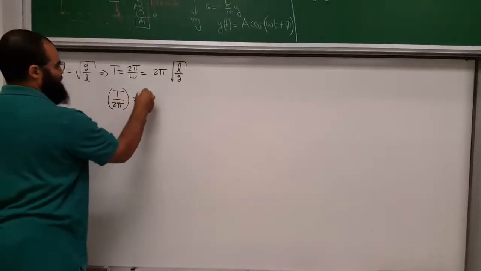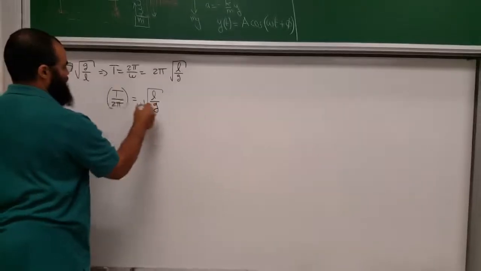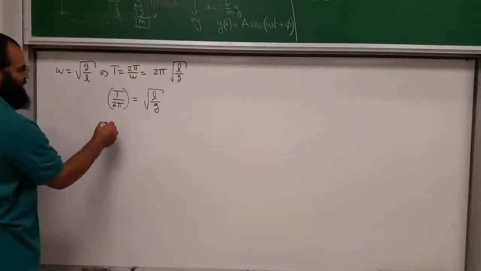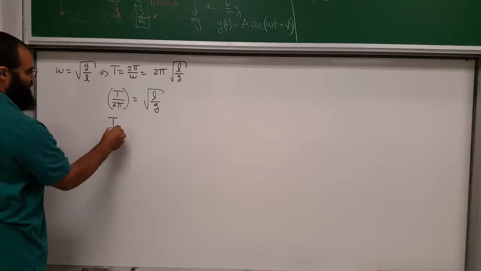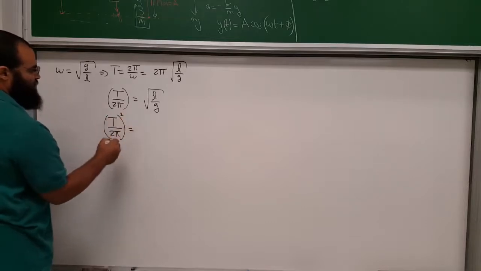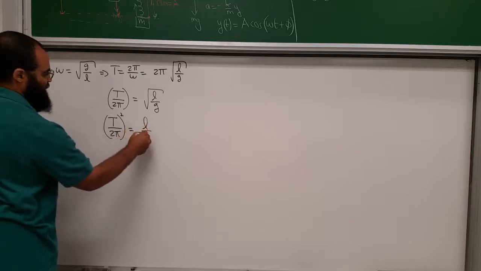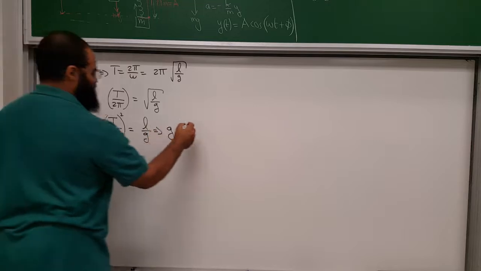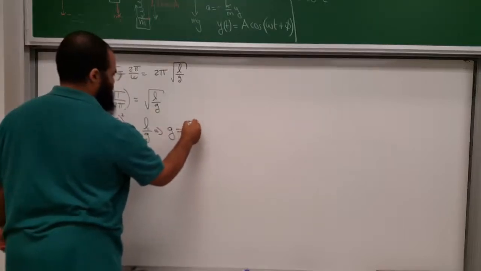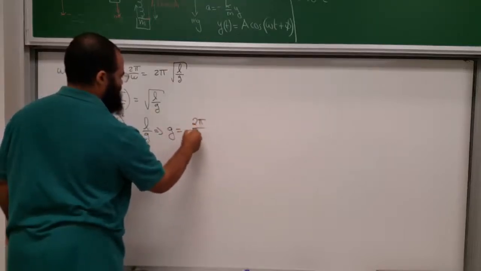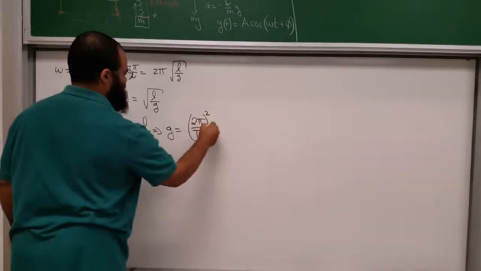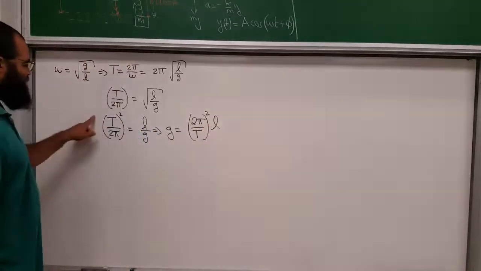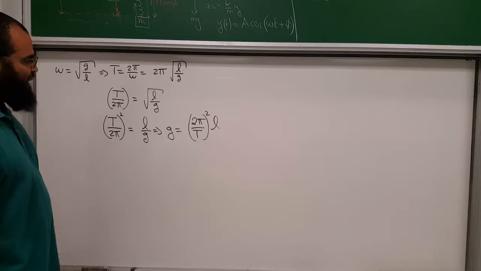And so we get the square root of L over G. And when you square both sides, you get T over 2 pi, the whole thing squared, equals L over G. And so G will be L divided by this, so it will be 2 pi over capital T, the whole thing squared, times L. Because when you do L over this, it reciprocates.